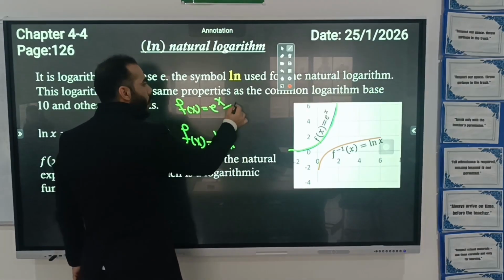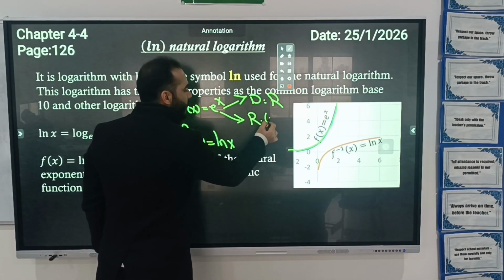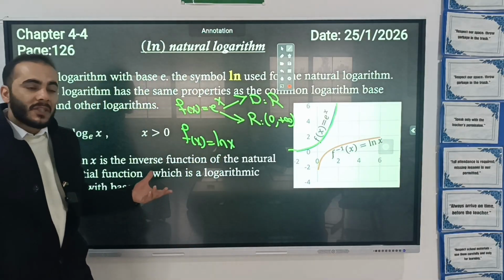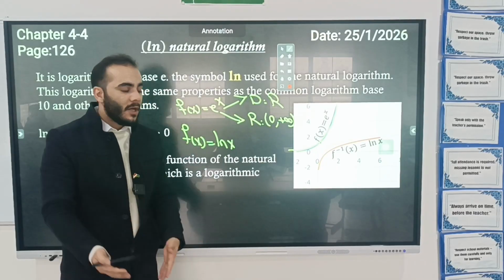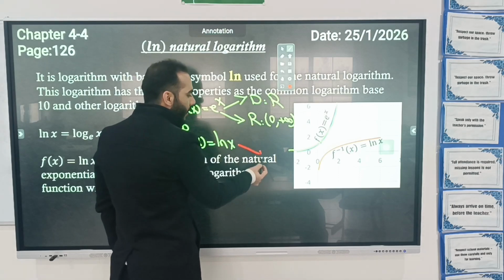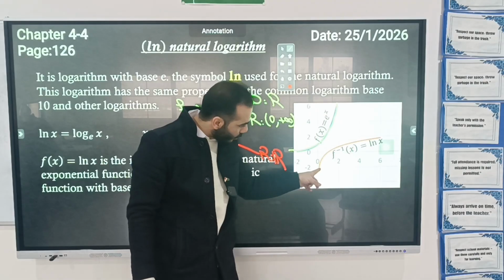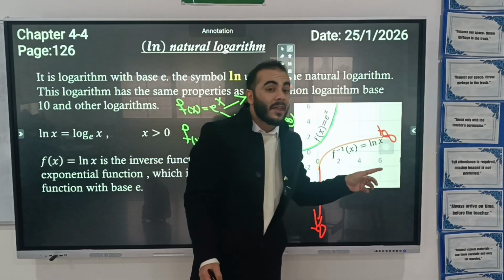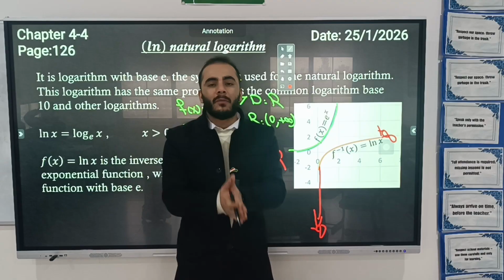For e to the power x, the domain was all the real numbers and the range was from 0 to positive infinity. But since ln x is the inverse of the exponential function, of course their domain and range are going to change. Domain here is all the real numbers, so since ln x is the inverse of this one, its range is going to be all the real numbers. As you can see in the red graph, it goes down to negative infinity and up to positive infinity. Up and down relate to the range, so the range is all the real numbers.